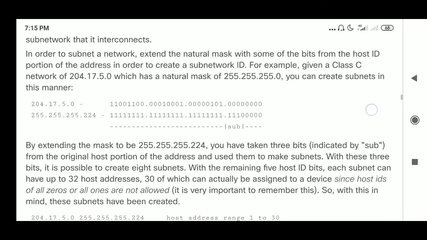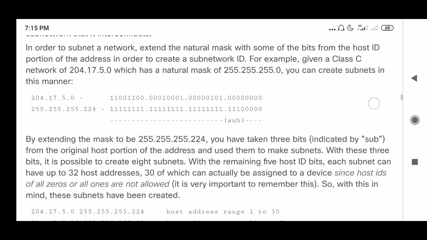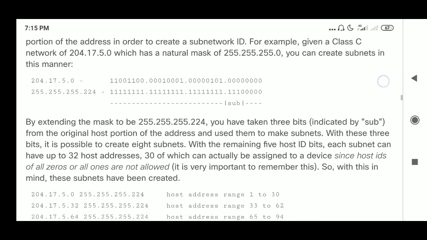So, in order to subnet a network, extend the natural mask with one or more bits borrowed from the host ID portion of the address. Okay, so given a class C network of 204.17.5.0, which has a natural mask of 255.255.255.0, you can create subnets in this manner.